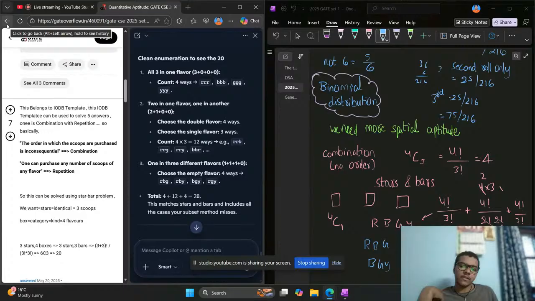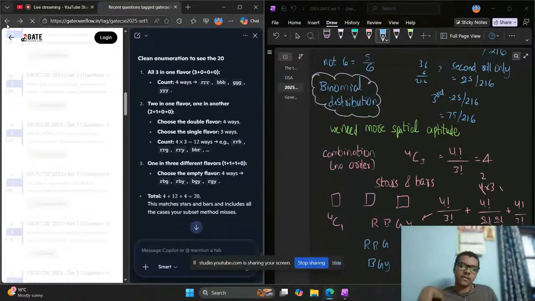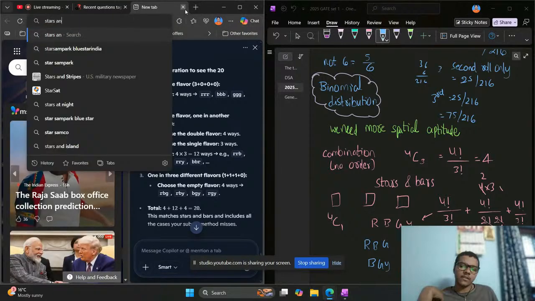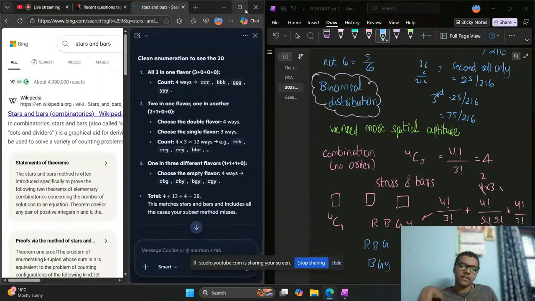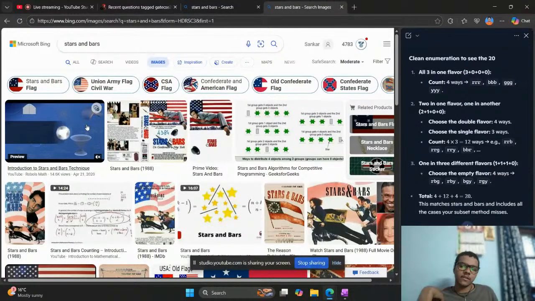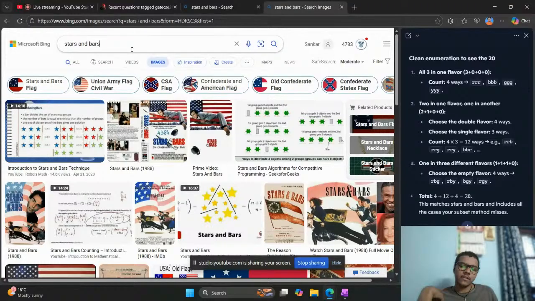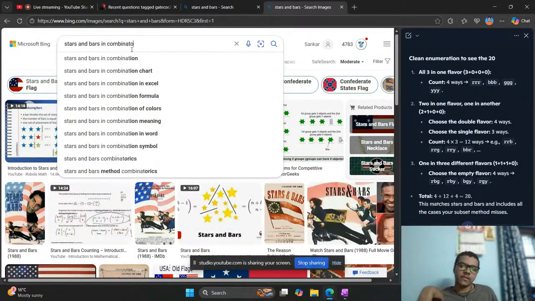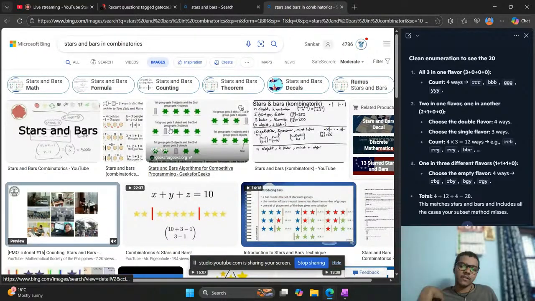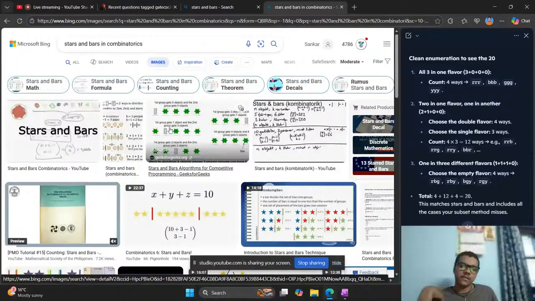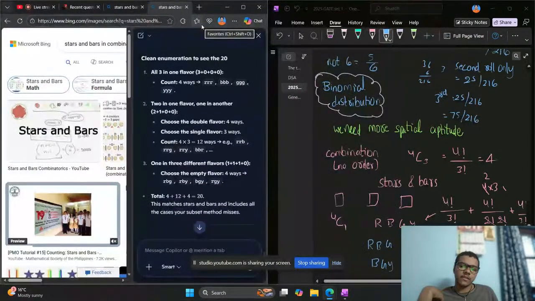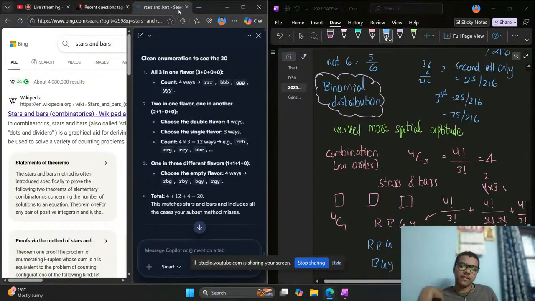Okay, I don't think it is holding the context of the previous question, but that's all right. So stars and bars. I have this one for our semester as well. Let's see. There is stars and bars: n plus r minus 1 choose r.